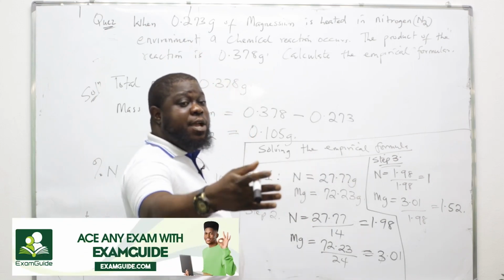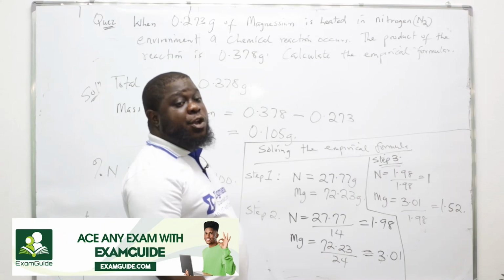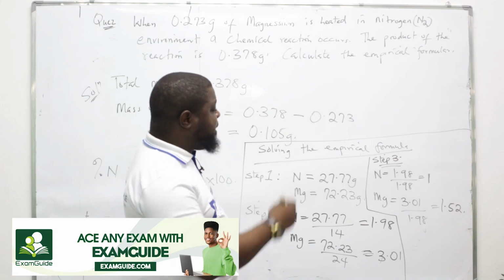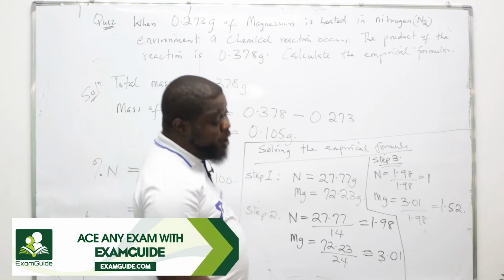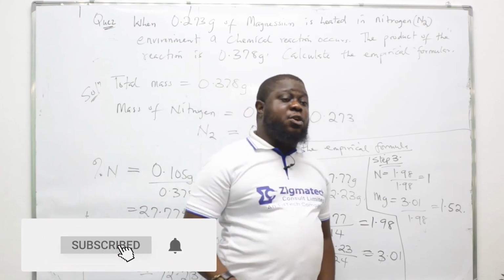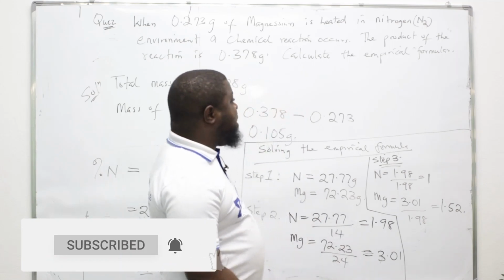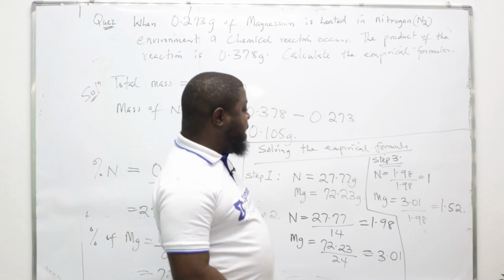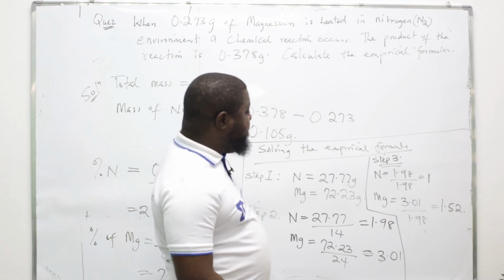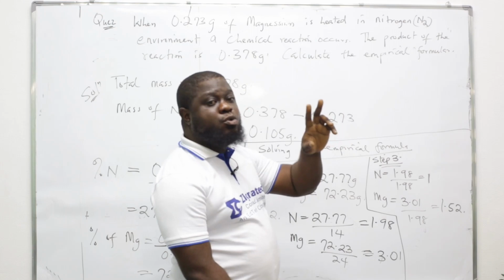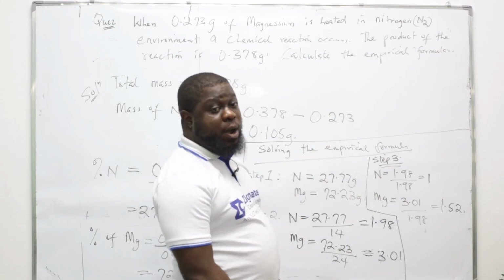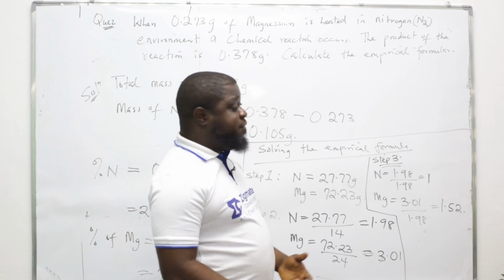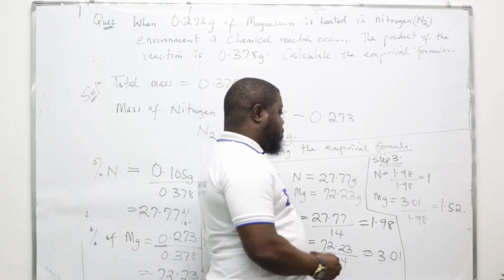Now, if you check the rules, they say the coefficients calculated in the previous step become the subscript. And I told you that since magnesium has a decimal point, it's going to be converted to the nearest whole number. Converting to the nearest whole number means magnesium is 2 and nitrogen will be 1, because 1.52 converts to 2.